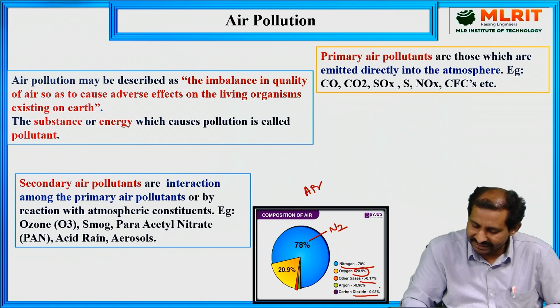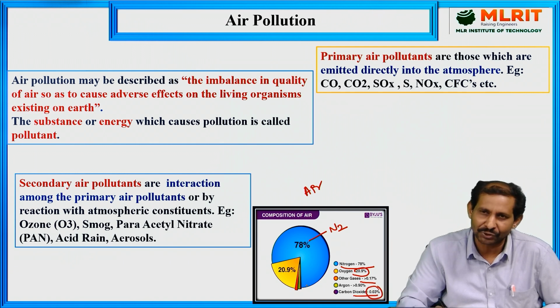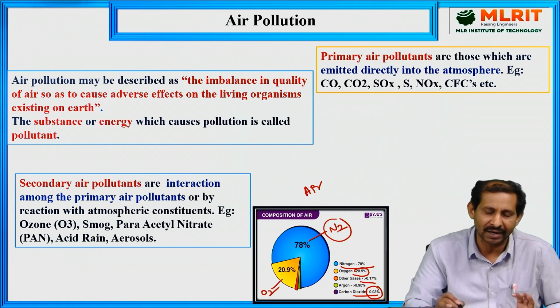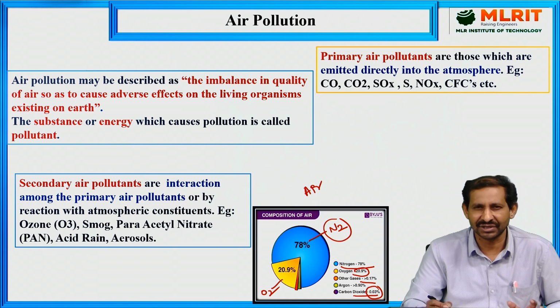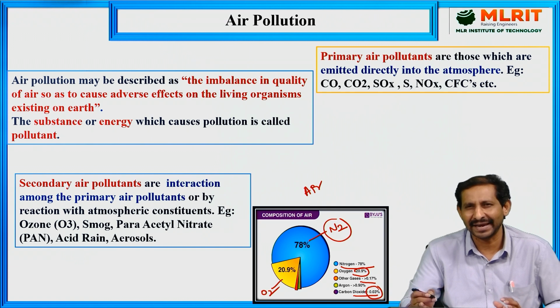and carbon dioxide 0.03% of the carbon dioxide there. This is the air composition. Major portion is the nitrogen, second is the oxygen. If this composition is altered or changed, that is called air pollution. The alteration of the composition of the air, for whatever reasons, is called air pollution.